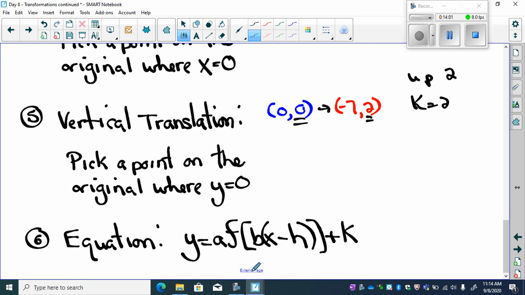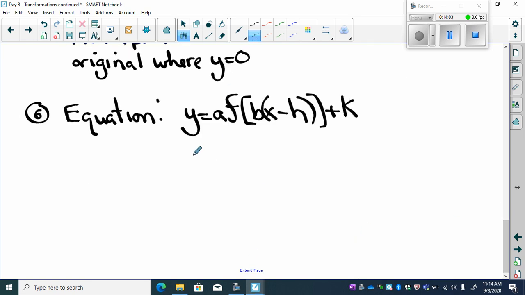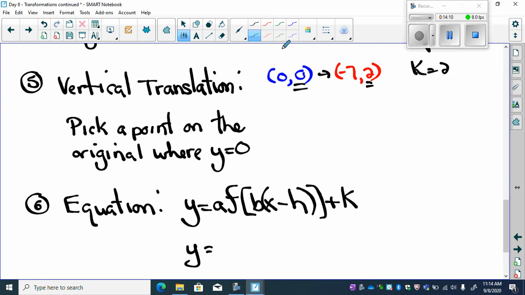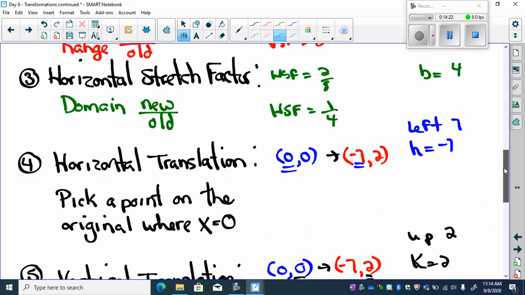All right, when I go to write my equation in standard form, this is the task, y equals. I'm just going to fill in these parameters. A is 2. Remember, B was 4. The horizontal stretch factor was 1/4. It's the B value that goes into the equation.